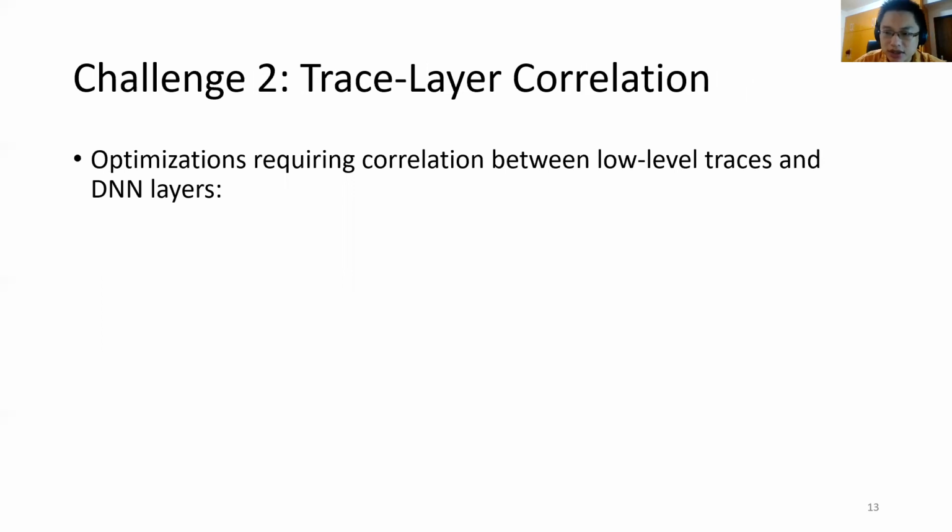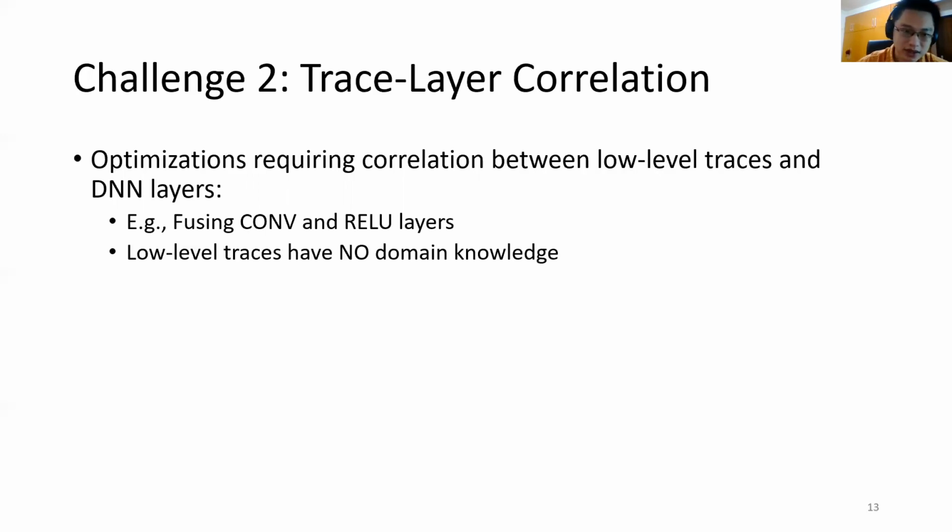And the second challenge we need to address is the correlation between the low-level traces and DNN layers. This is required because DNN optimizations might operate at kernel level, but require the knowledge of DNN topologies at the same time. For example, one way to improve the training of a convolutional network is to fuse a convolutional layer with the activation layer. Unfortunately, the kernel level traces have no domain knowledge. Therefore, we have no idea which traces belong to which layer.